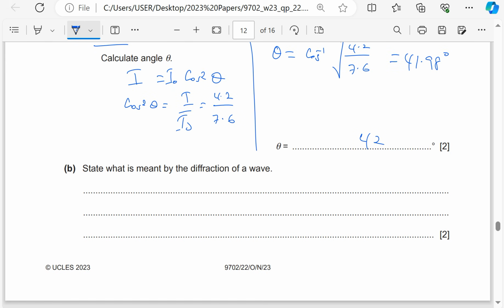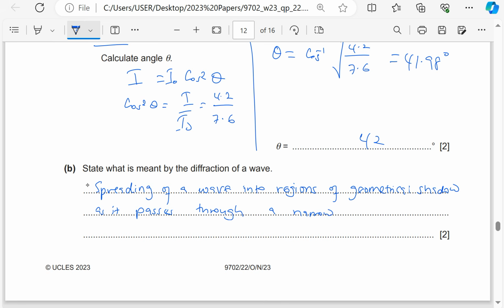State what is meant by diffraction. Of course, we know that diffraction is the spreading of a wave into regions of geometrical shadow as it passes through a narrow aperture, or it passes through a narrow slit. That is what we call diffraction.